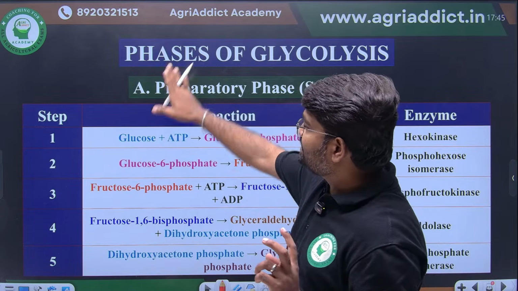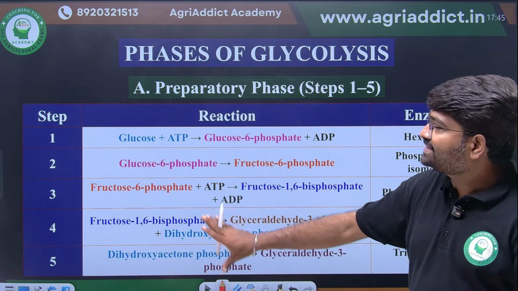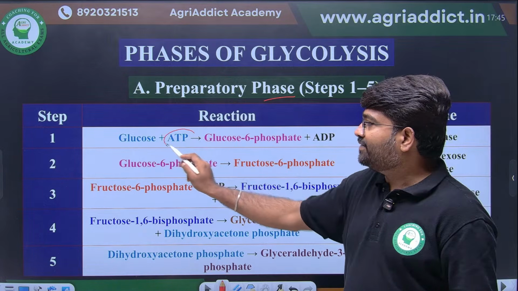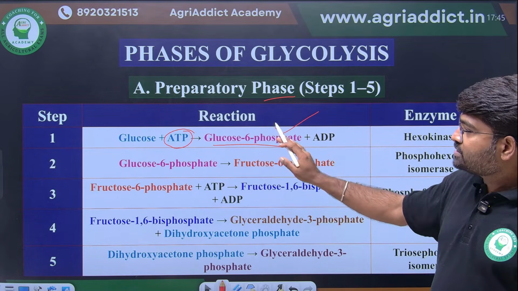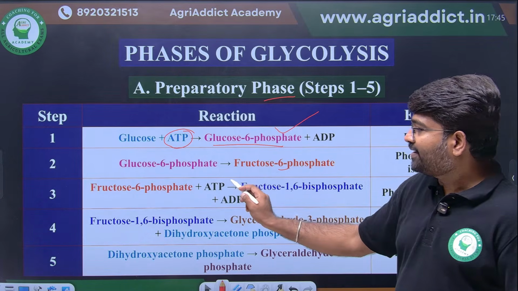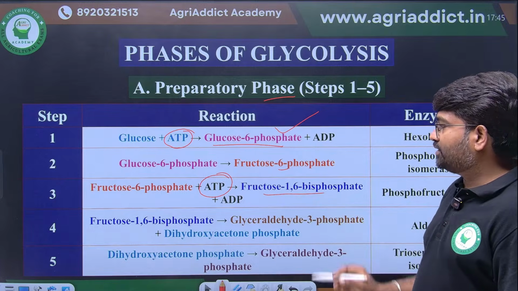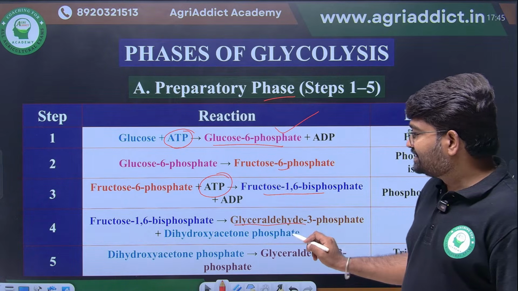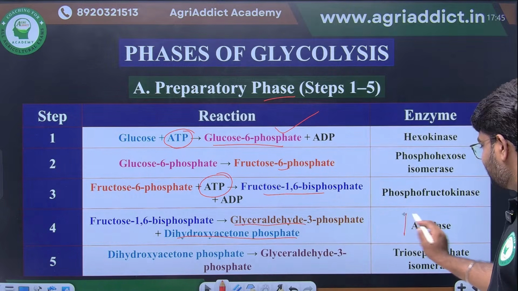If you see the enzymatic reactions, a total of 10 reactions are there. The first 5 steps act as the preparatory phase. Glucose binding with ATP will lead to the formation of glucose 6-phosphate. This glucose 6-phosphate will be converted to fructose 6-phosphate. Further utilization of one molecule of ATP will convert it to fructose 1,6-bisphosphate. This will be converted into glyceraldehyde 3-phosphate and dihydroxyacetone phosphate by the enzyme aldolase.